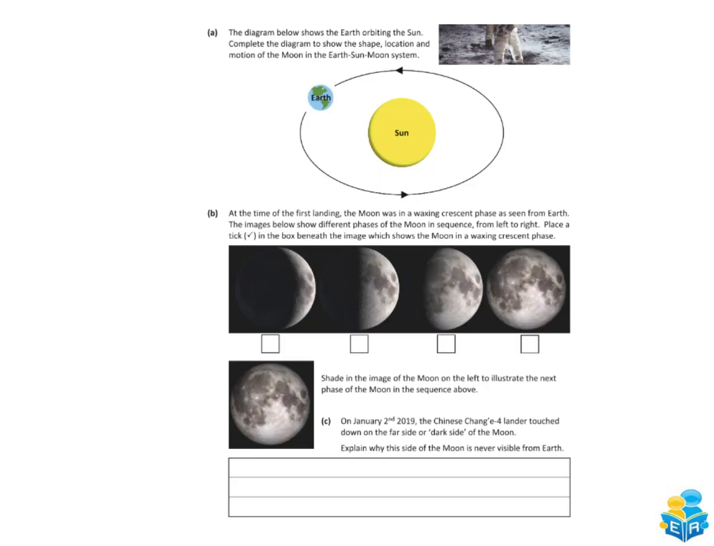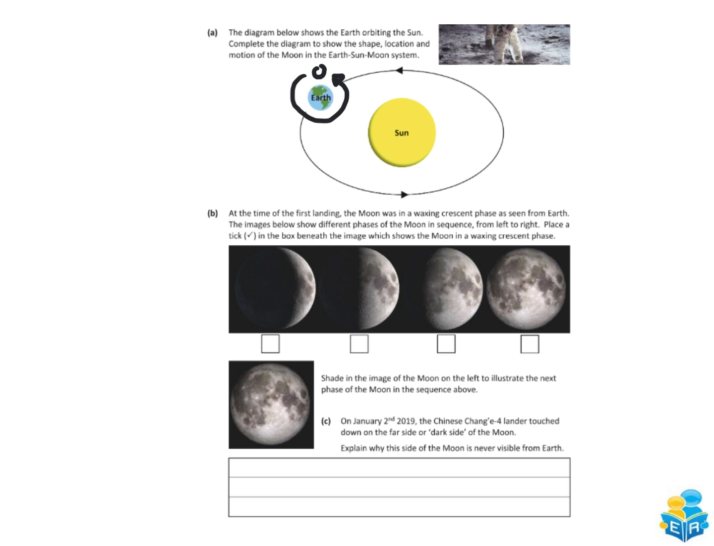So this question here, the diagram below shows the Earth orbiting the sun. Complete the diagram to show the shape, location, and motion of the moon. So the moon is going to be roughly here, and it's also going to rotate or orbit around the Earth. Okay, so that's the moon.